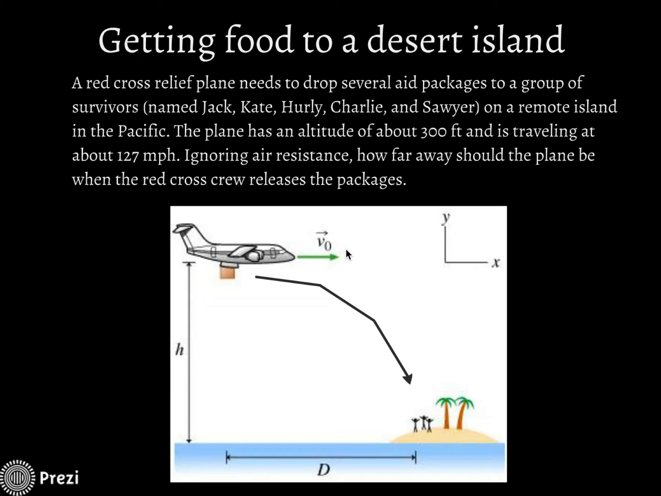All right, so in this example, we're trying to get food to a desert island by doing this package drop off, right? It's similar to the example we saw in the last video. And so imagine you have a Red Cross relief plane that needs to drop several aid packages to a group of survivors named Jack, Kate, Hurley, Charlie, and Sawyer.